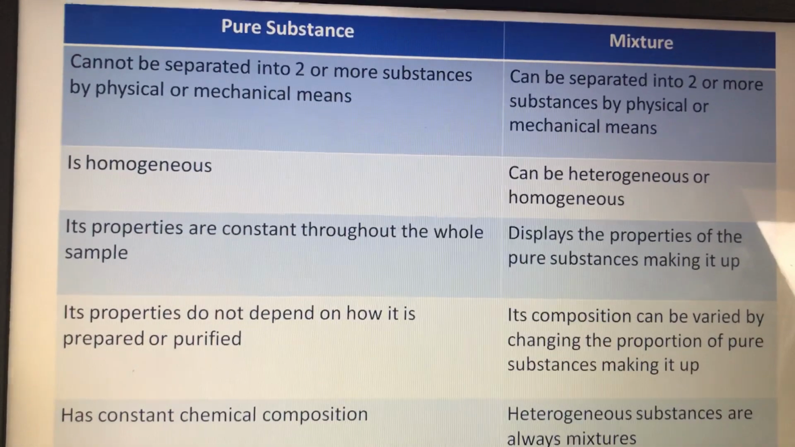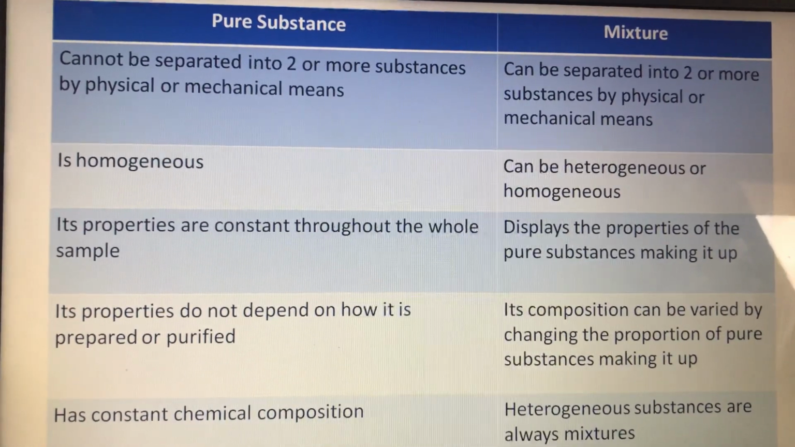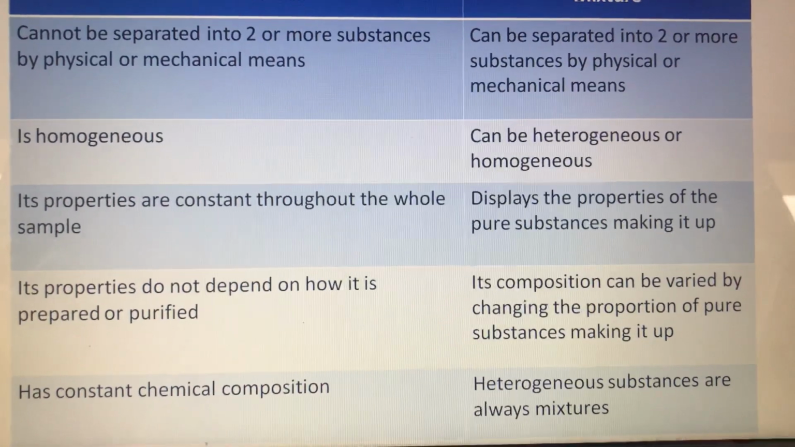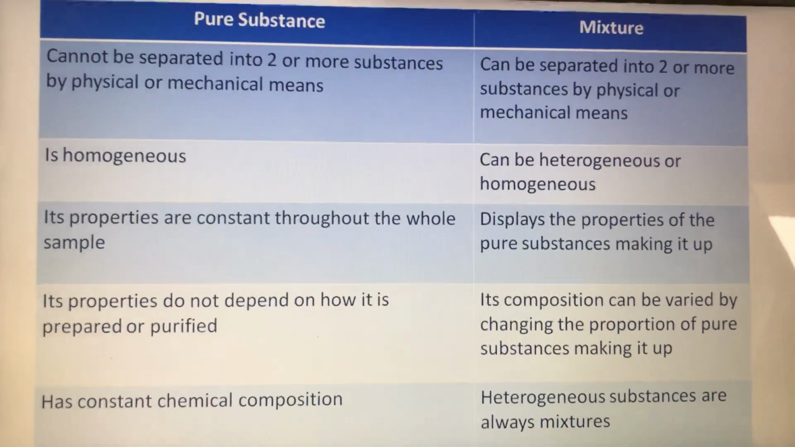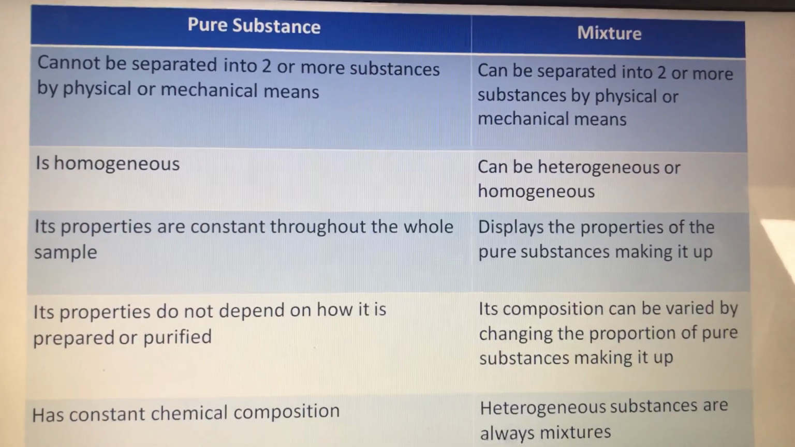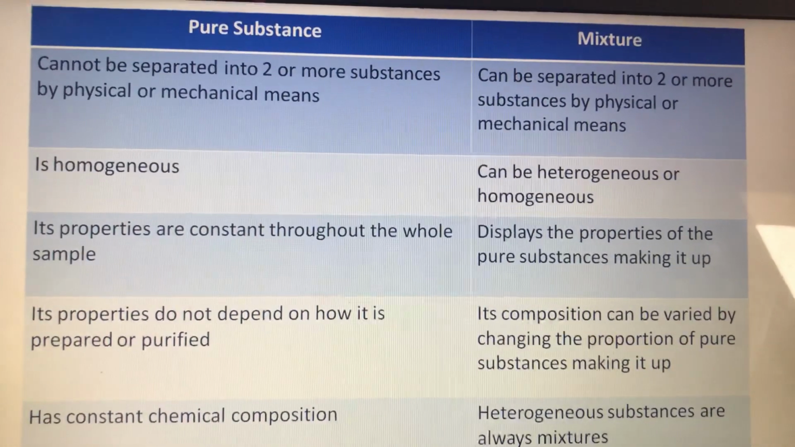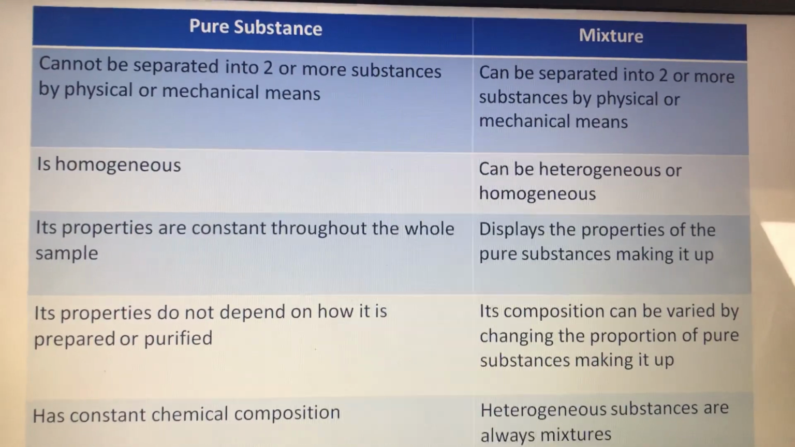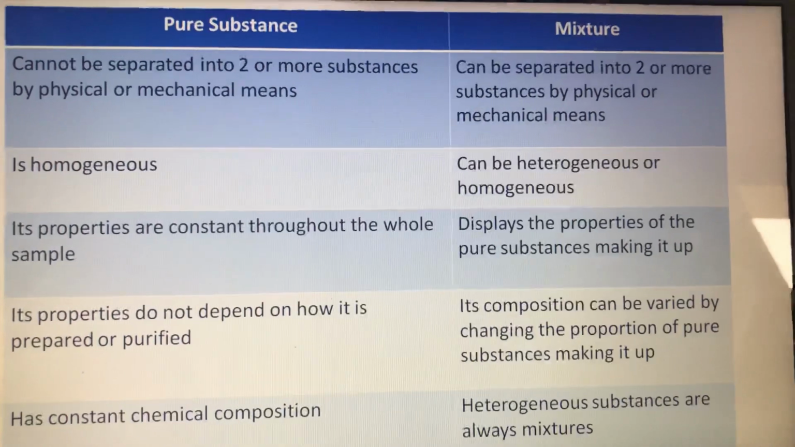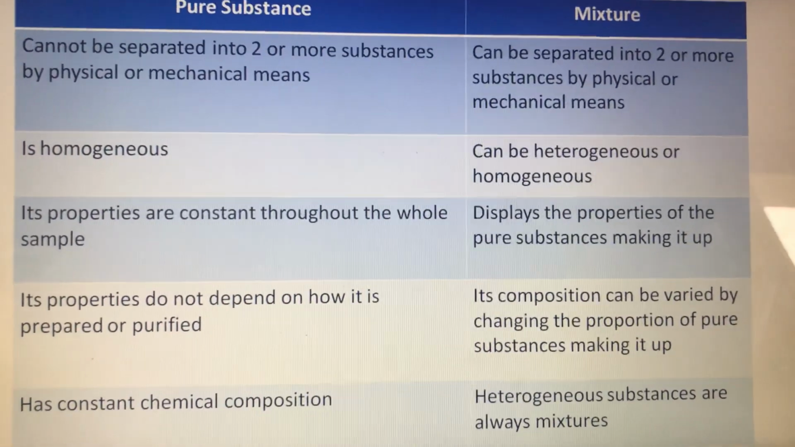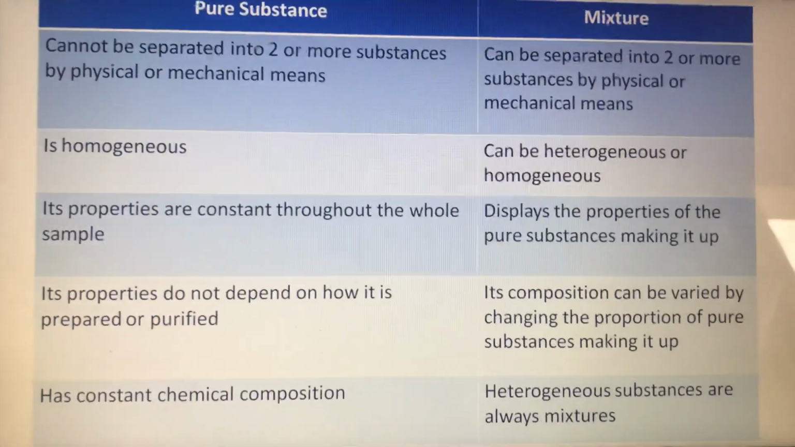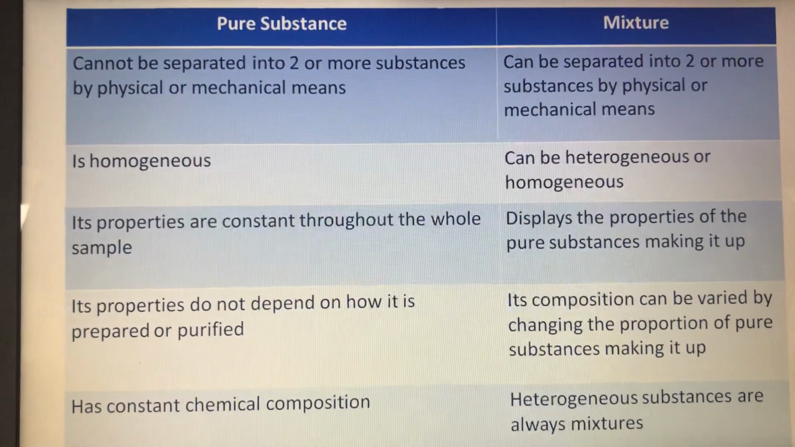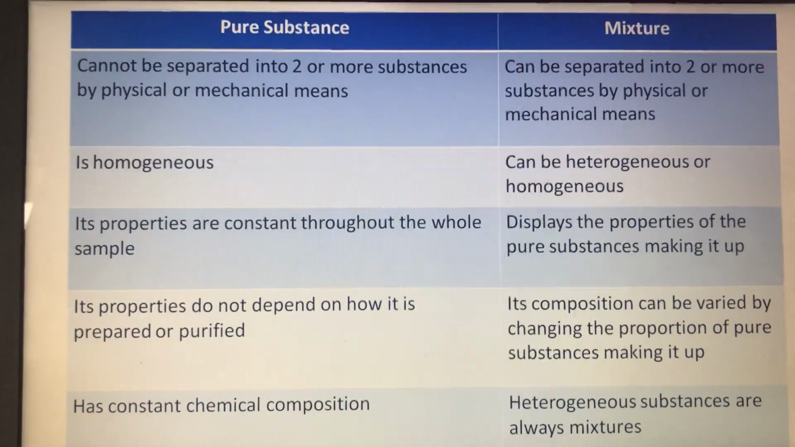Pure substances have properties that are constant throughout the whole sample, while a mixture displays the properties of the pure substances making it up. So inside a pure substance, I have only one element that has its own properties, while in a mixture, I have many pure substances, and each pure substance is exhibiting its chemical and physical properties. And that's it for today. You just have to memorize your notes. What is the difference between pure substance and mixture, and how can I classify it?